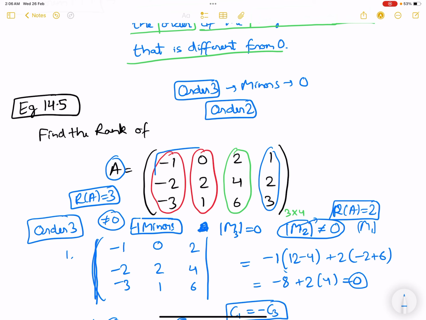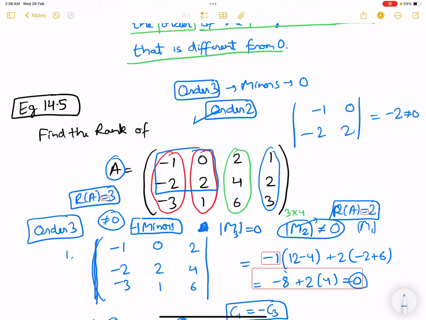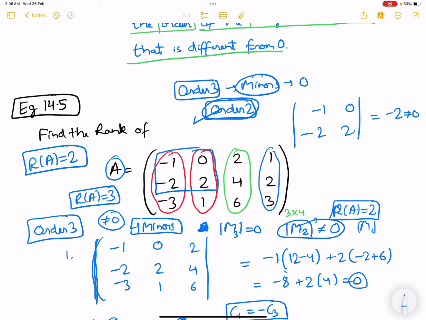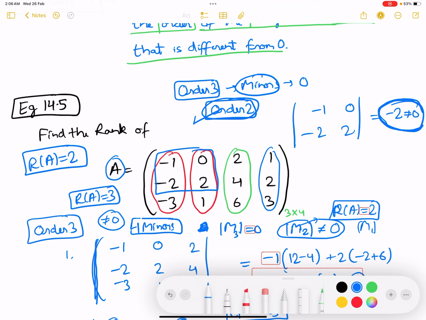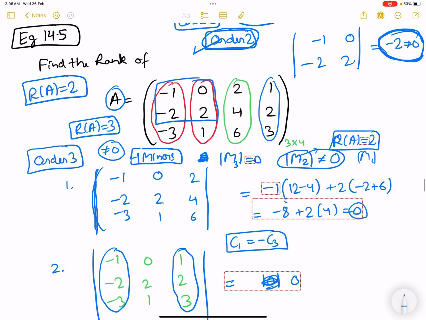In order 2, suppose we take this: -1, 0, -2, 2. The determinant of this is -2. This is not equal to 0. So we can come to the conclusion that the rank of this given matrix is 2, the largest order for which the minor is not equal to 0. Okay, I hope this is clear.